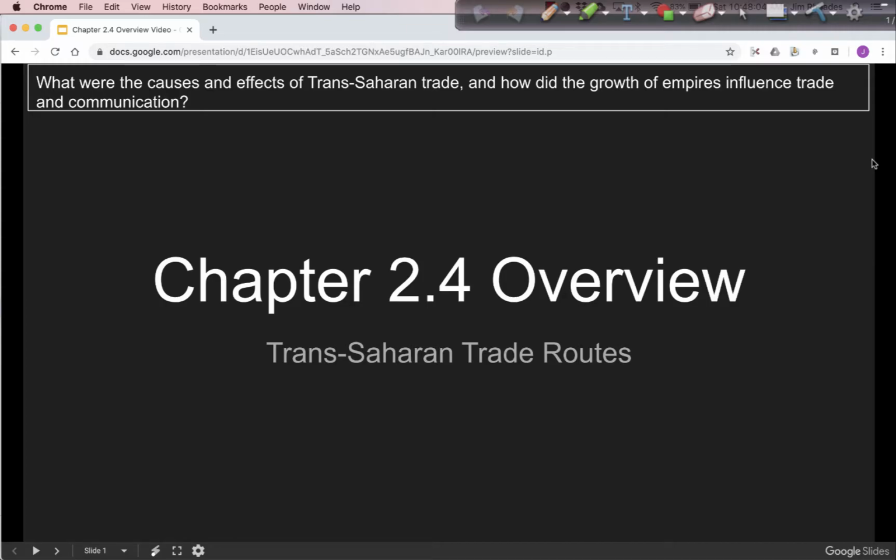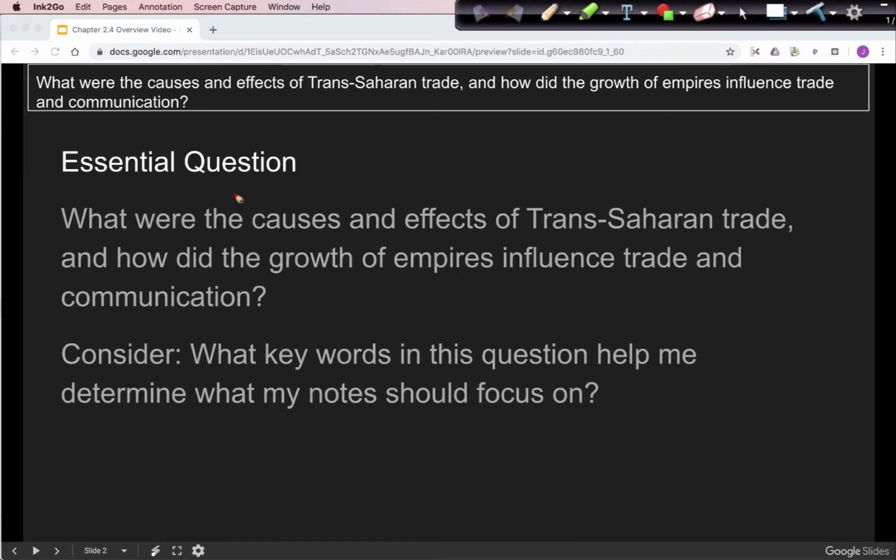2.4 Overview, Trans-Saharan Trade Routes. So for our essential question, we have causation. Here are the causes and effects of trans-Saharan trade.